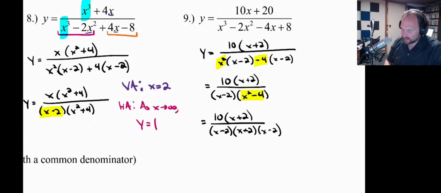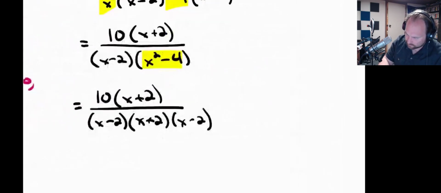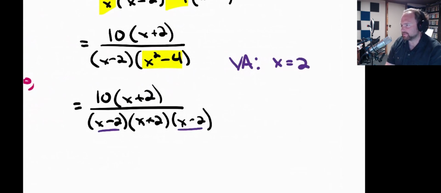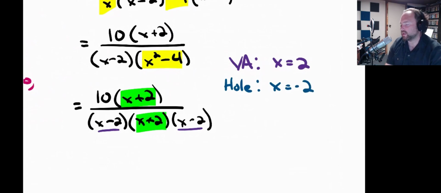Now that we have it all factored, we can start thinking about things like asymptotes. Let's talk about vertical asymptotes first: zeros that are only on the bottom of the fraction. x equals 2 will make this and this equal to 0, and it does not make the top equal to 0, so that is the only vertical asymptote. There is going to be a hole at x equals negative 2, because plugging in negative 2 will make the top and the bottom 0 at the same time.